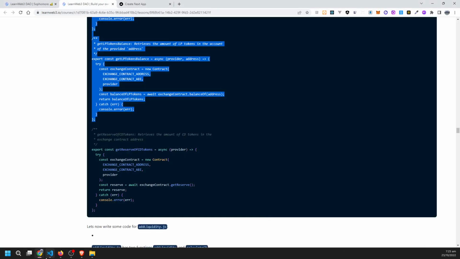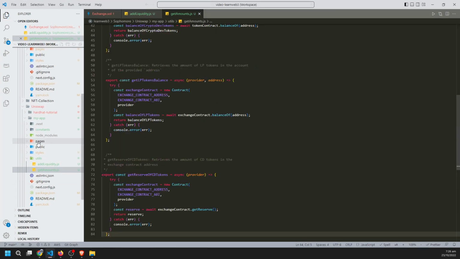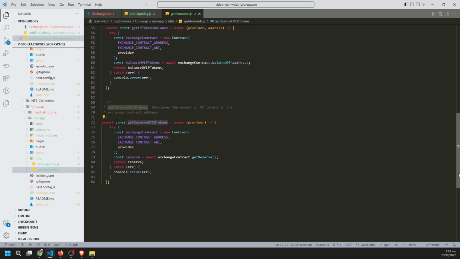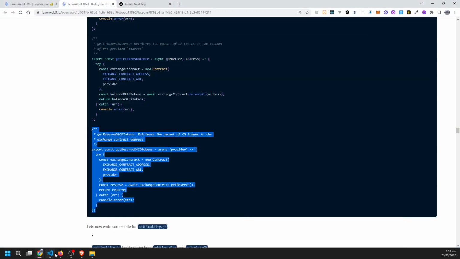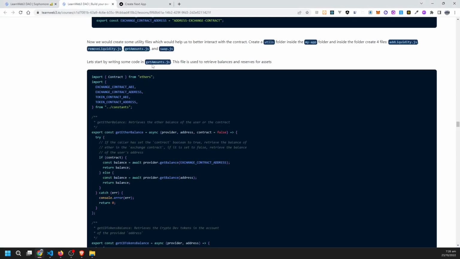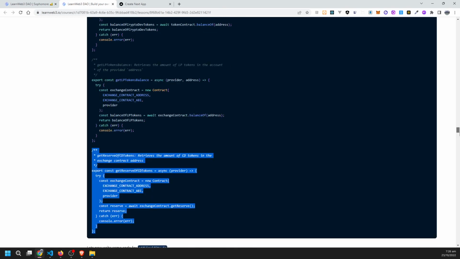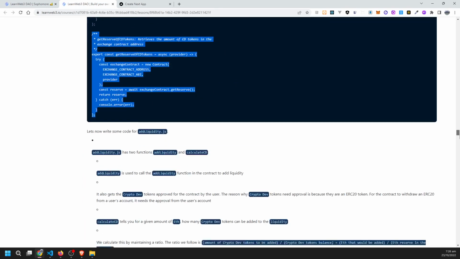Now let's move on to the next function. Copy it and paste it here. Here getReserveOfCDTokens retrieves the amount of CD tokens in the exchange contract address: exchangeContract.getReserve. So the getAmounts.js file has all the functions related to fetching the amounts from the contract address, from the user balance and other functions related to fetching the amount.